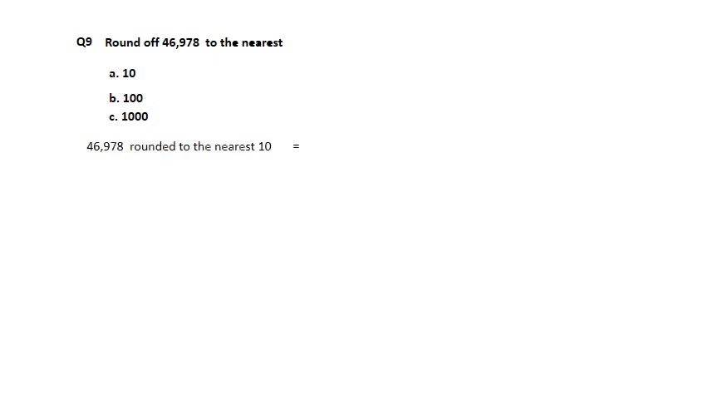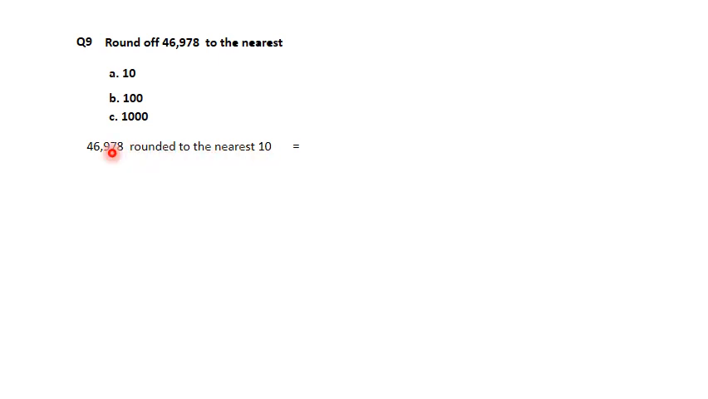Next question. Question number 9. Round off 46,978 to the nearest 10, 100 and 1000. This one number is given, and we have to round it to the nearest 10, 100, and 1000. Let's do it one by one. First, we will take the number and round it to the nearest 10.